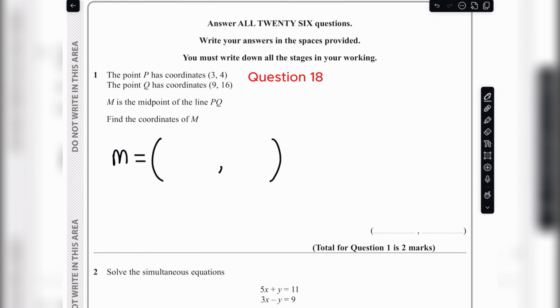So the average of the X coordinates is 3 plus 9 divided by 2, and the same can be said about the Y coordinates, which is 4 plus 16 divided by 2. And so the final answer is 6, 10.